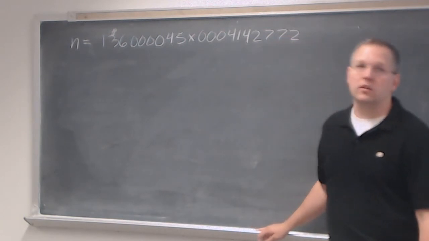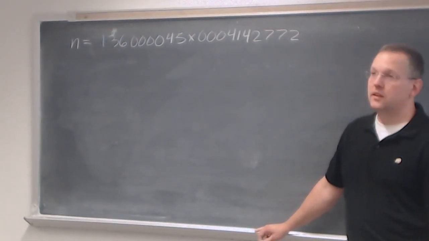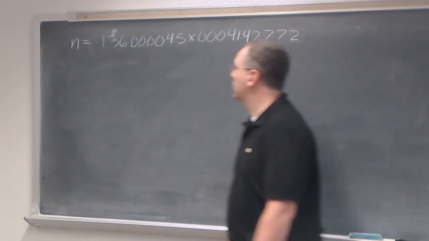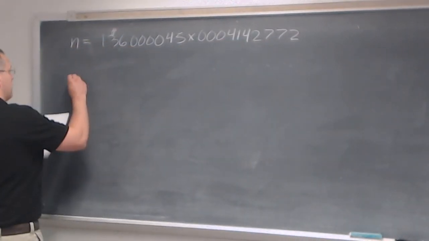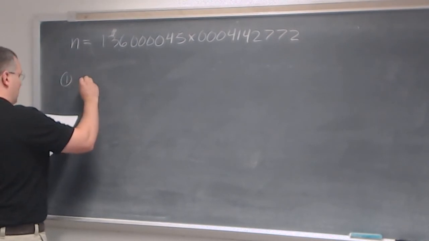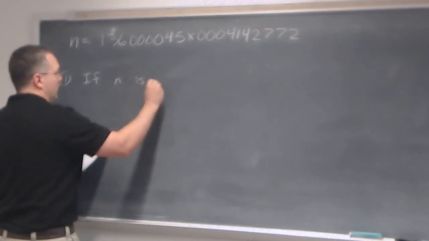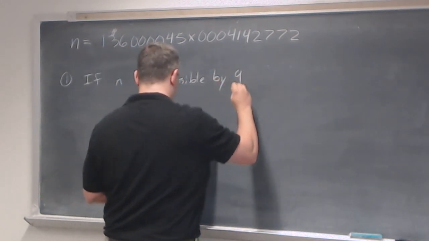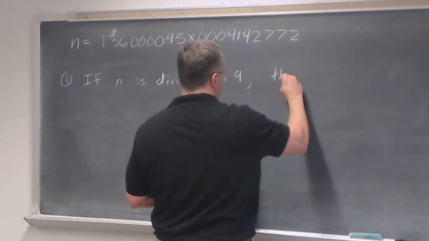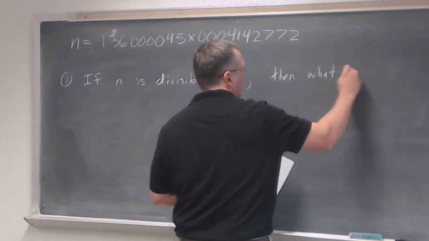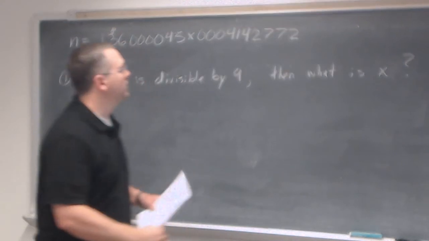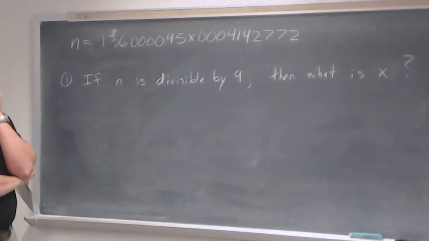We have a long integer, and I'm missing the digit x. Okay? First question. If n is divisible by 9, then what is x? What digit must x be if this number is divisible by 9?